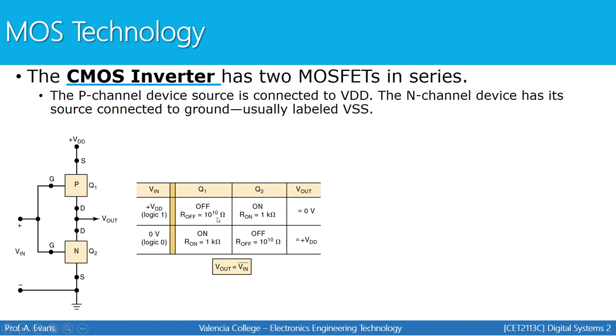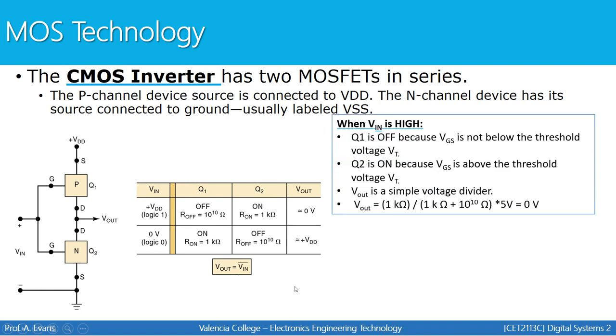This is our truth table, which is going to help us understand what's going on. I'm going to break this down very quickly. When Vin is high, keep in mind a high is 5 volts, this MOSFET will be off because your gate to source voltage will not be below your threshold voltage. It won't be negative. And Q2 is on because this is an N-channel MOSFET, and when you apply 5 volts, that'll be well above your threshold voltage.